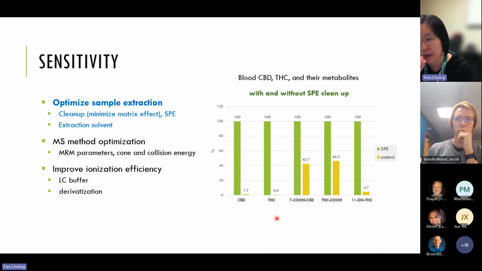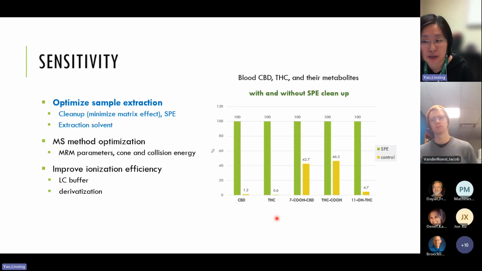We have seen a growing number of labs that are interested in the quantification of these compounds in blood for studying their metabolism and pharmacokinetics. 7-carboxy CBD is the most abundant CBD metabolite in the blood, and 11-hydroxy THC is psychoactive, at least equally potent to THC, but more readily diffuses into the brain than THC.